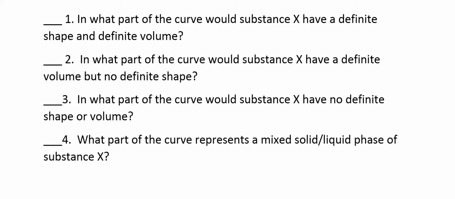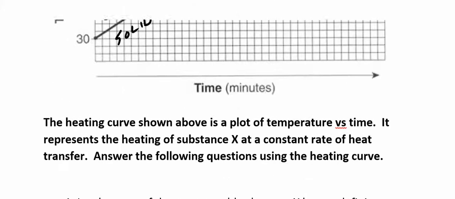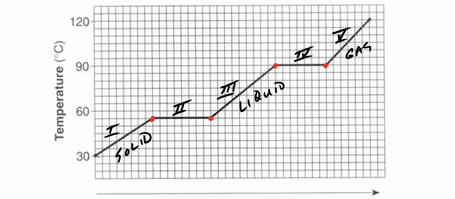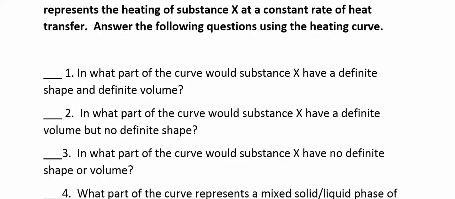First question is this: in what part of the curve would substance X have a definite shape and a definite volume? Well, clearly, we're talking here about a solid. So where is the solid? Well, if we look on the graph, we can see that the solid is this part of the curve. So everything in this initial part of the curve is a solid. That would be Roman numeral 1. So we'll answer number 1 with Roman numeral 1. That's our answer right there.